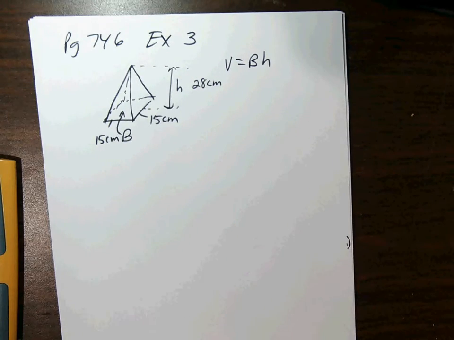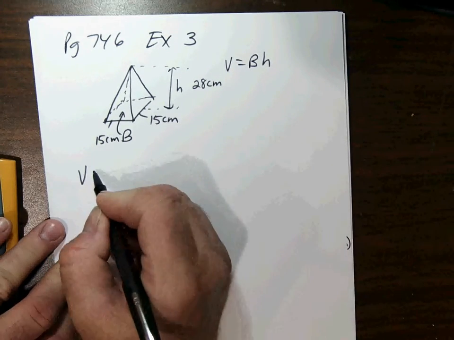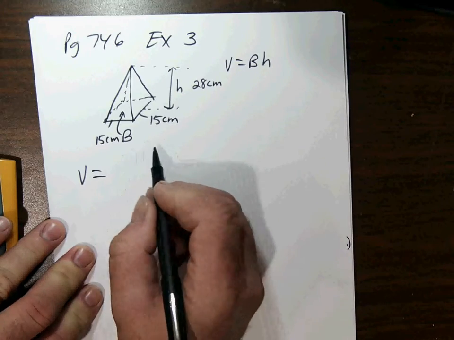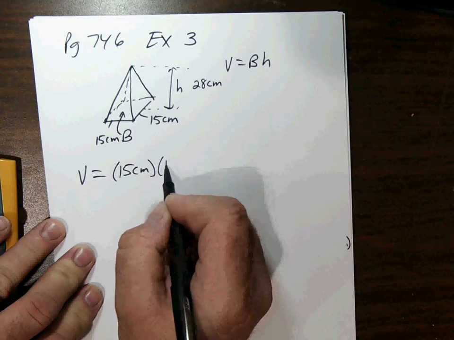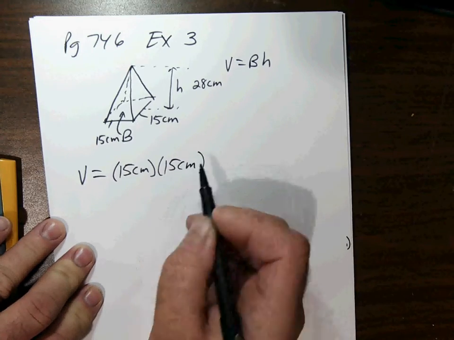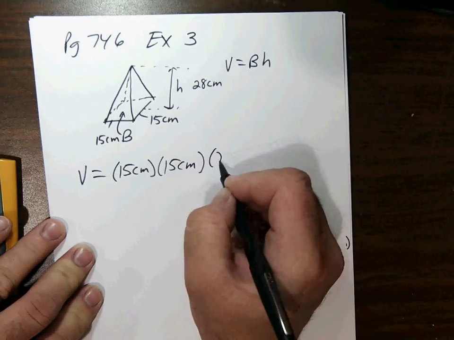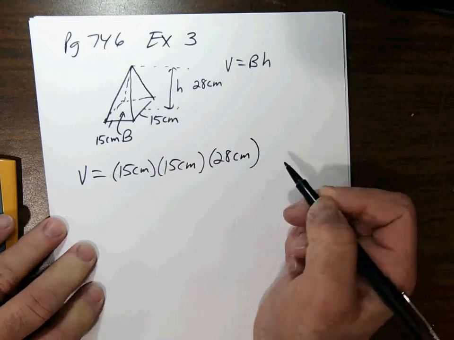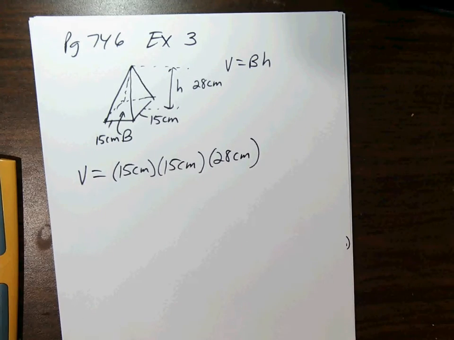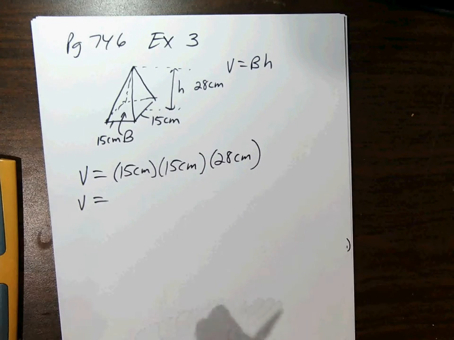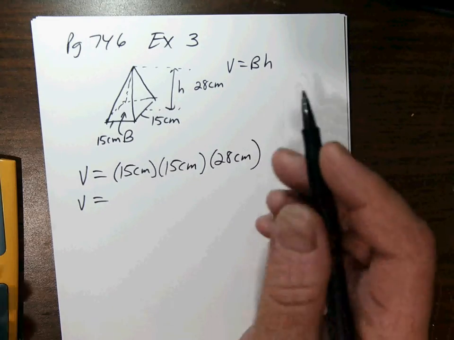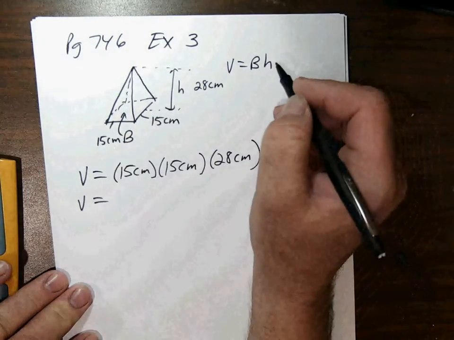Let's try to do it all in one shot here. So volume is going to equal the area of the base, which is a square, so it's 15 centimeters times 15 centimeters for the area of the base, and now times the height, 28 centimeters. I'm going to multiply those three numbers together. My unit is going to be cubic centimeters. So when I multiply, I'm sorry, whoa, big mistake. This is a cone. This is a pyramid.